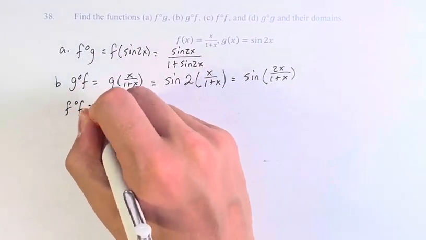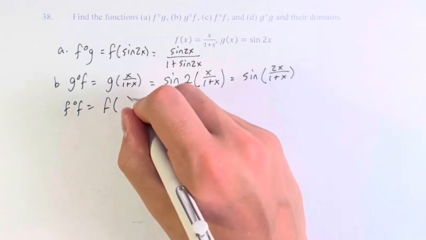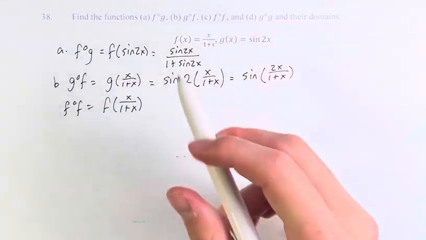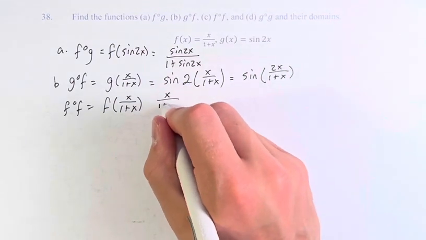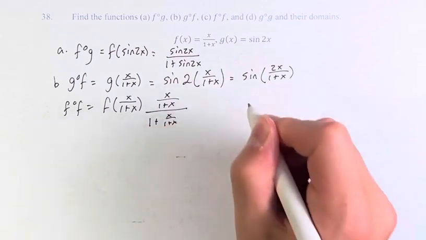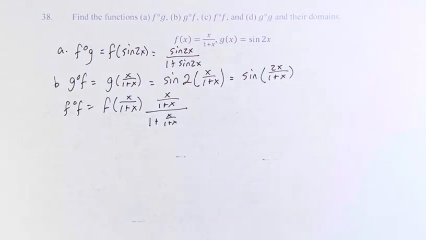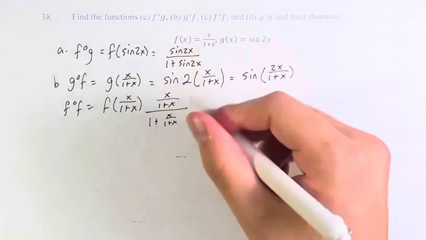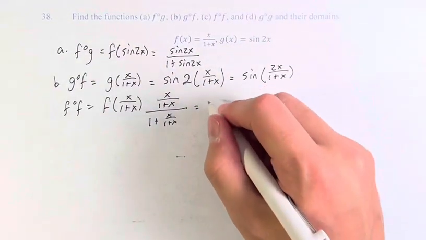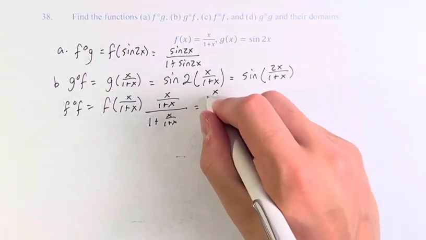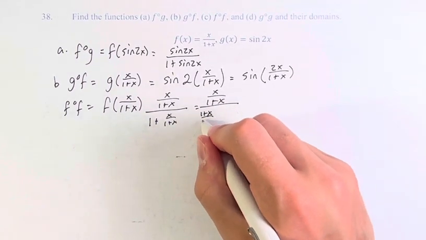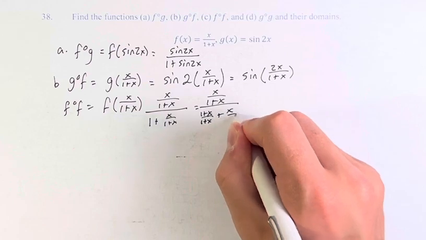F of f equals f of itself, x over 1 plus x. So we plug in this fraction wherever we see x. So this is x over 1 plus x over 1 plus x over 1 plus x. I'm going to do a little bit of simplification because it'll make finding the domain easier. This is x over 1 plus x over 1 plus x over 1 plus x.